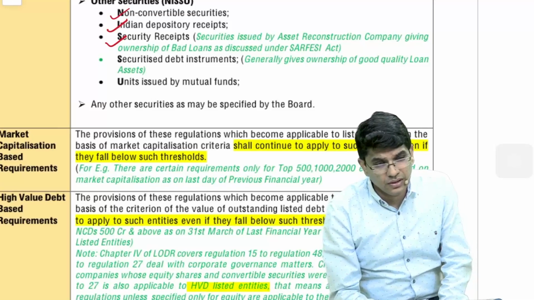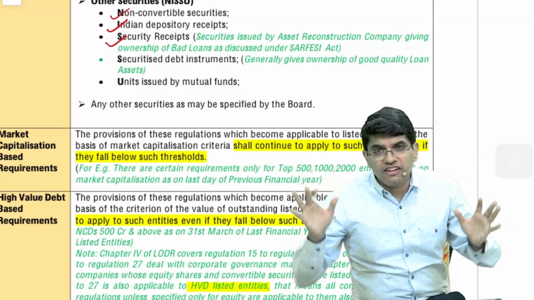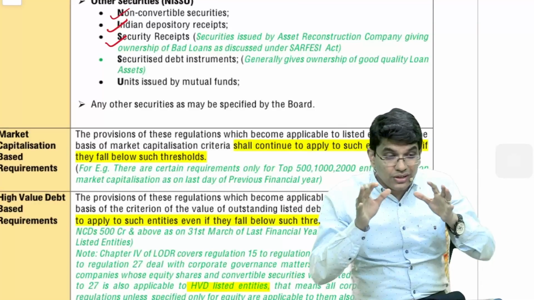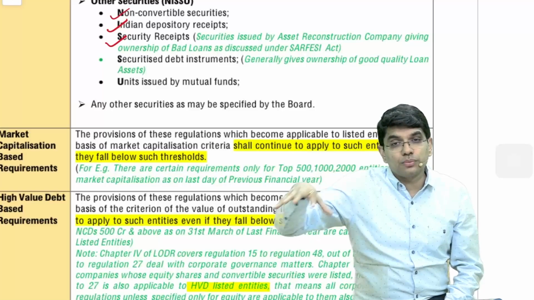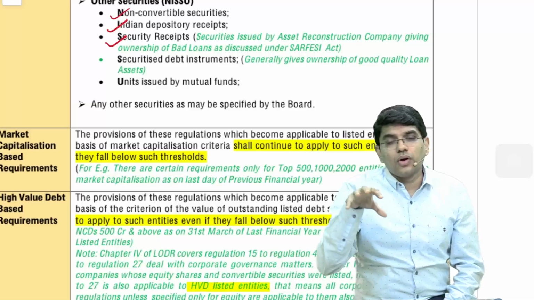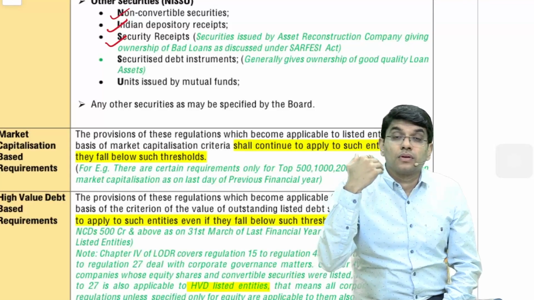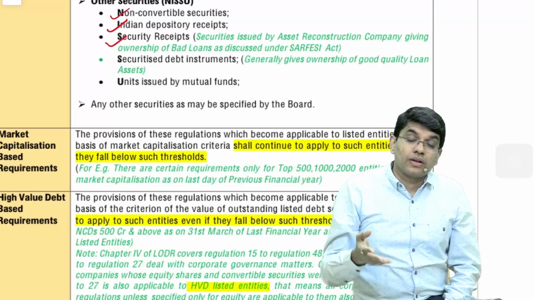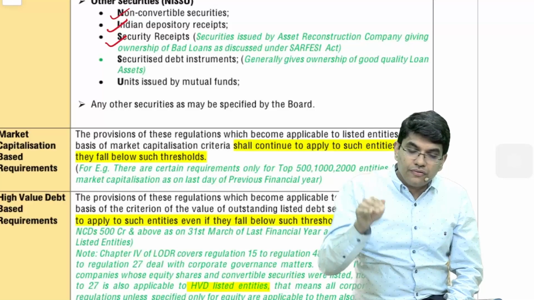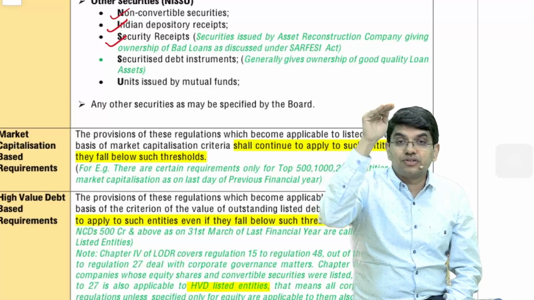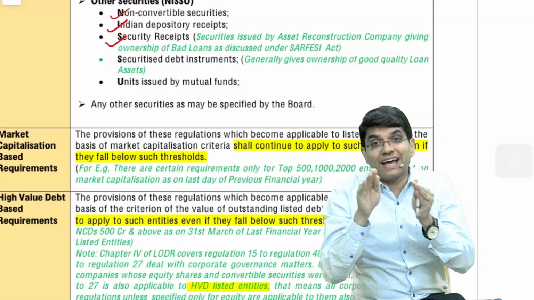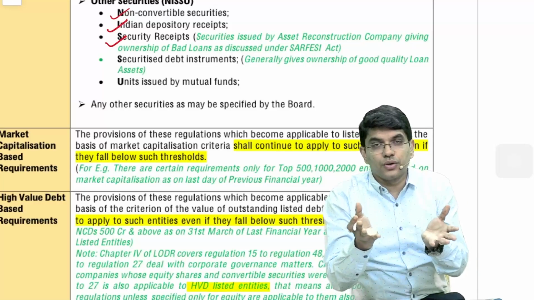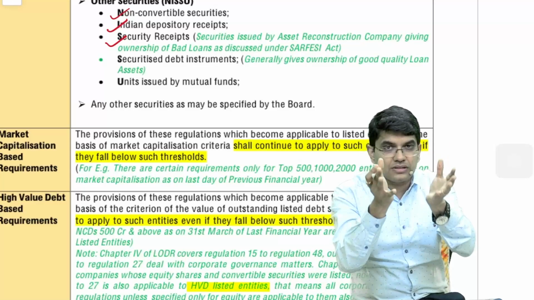Next is security receipts. Now, if some loans have become bad, they are transferred to an asset reconstruction company. And this asset reconstruction company sells ownership of these assets by issuing security receipts. And if these security receipts are listed on a stock exchange, LODR will get applicable to that asset reconstruction company. Simple. So if an asset reconstruction company is issuing security receipts and giving ownership of the bad loan to people, and it is listed, LODR will get applicable to it.